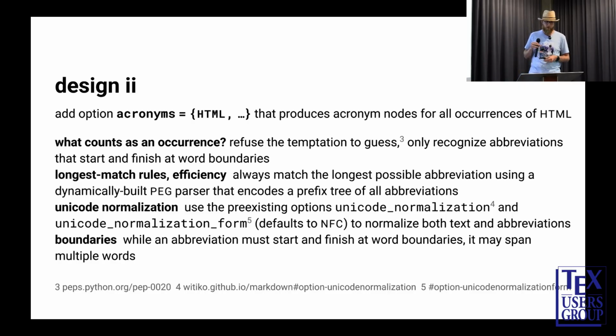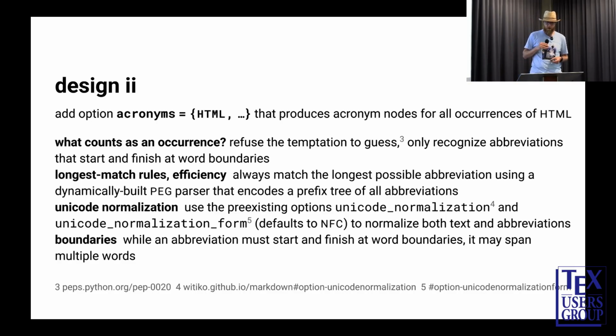As for the Unicode normalization, we just use what is already inside the Markdown package, and we use the pre-existing options for Unicode normalization to normalize both the text and the abbreviations provided in the acronyms option, so that they are both in the same format, and we can match them even if they are not in the same encoding initially.